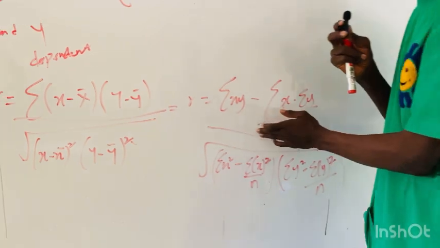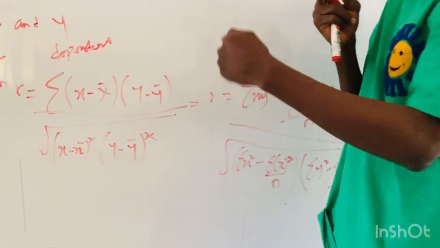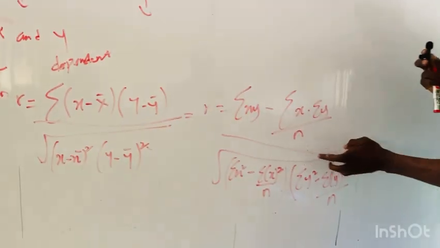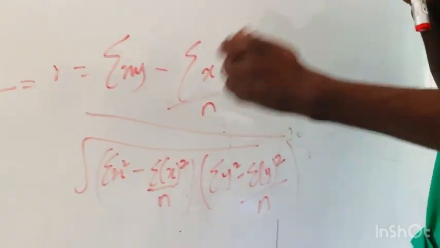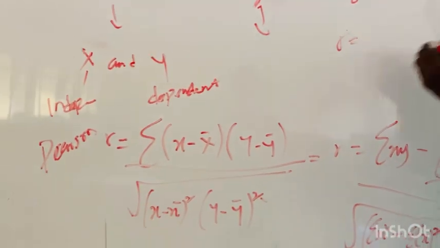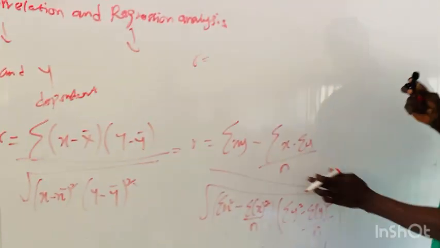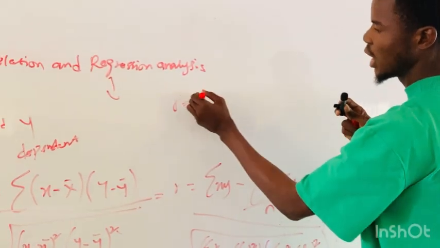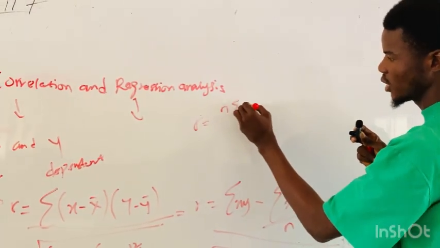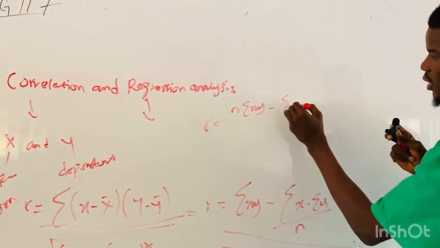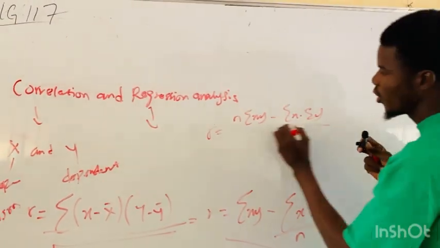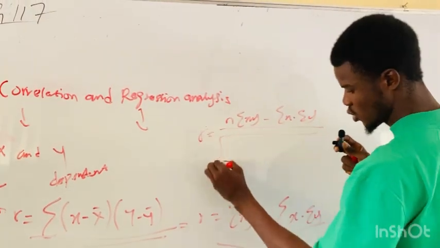This formula and this formula, they are all the same thing. It just makes a simplicity of this one to give us this. This formula can also be expanded further to give us this, in which our R can also be equal to the square root of this one, which can give us n summation of xy minus summation of x dot summation of y, all divided by the square root of what?